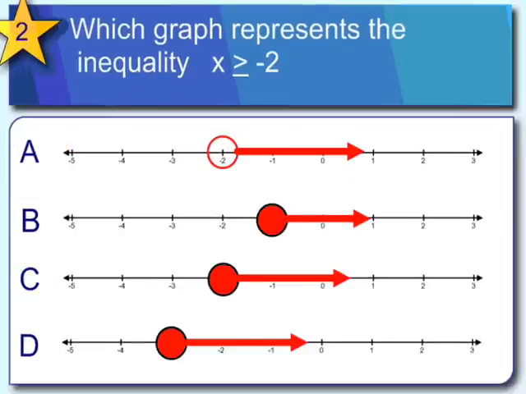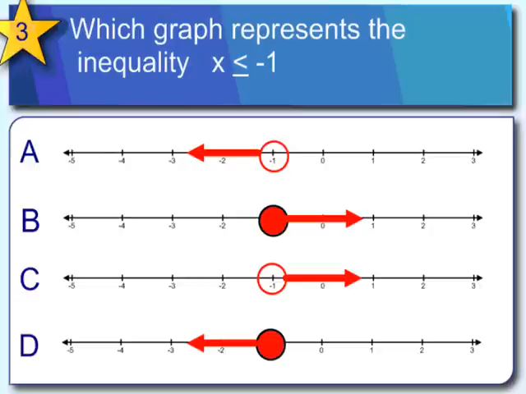Let's try another one. Which one of these is showing x is greater than or equal to negative 2? Well, the graph should be pointing towards the right, and they're all pointing towards the right. It should be starting at negative 2, so it could be choice A. Cannot be B. Can't be D. So it's one of these two. Well, it's greater than or equal to. That means it needs to be colored in, or a closed circle means it's including the number negative 2, so it would be choice C.